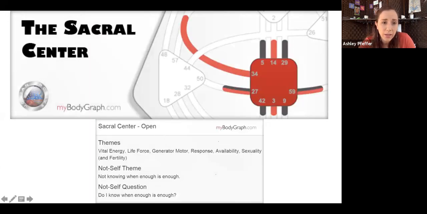So next center, the sacral center. And this one is, again, an energy center, life force energy. It's a motor. It is sexuality too, and fertility. It does correlate to your uterus and your ovaries physiologically. And this one, again, like I said, it's your engine. It runs your car. If you have it open, then you're either a projector or a reflector, or a manifestor, because you guys don't normally have it.